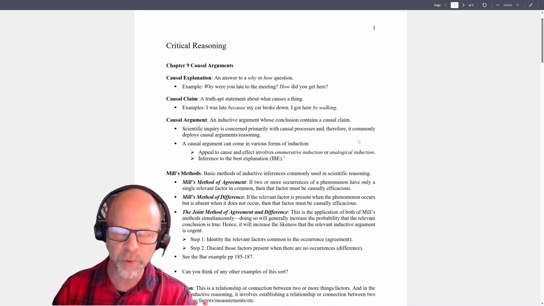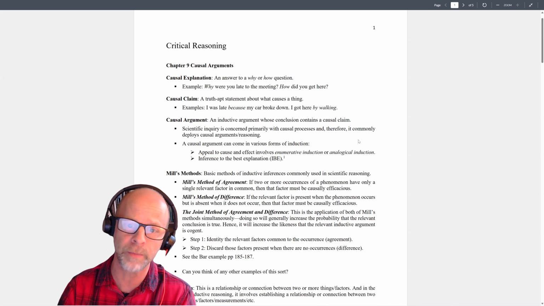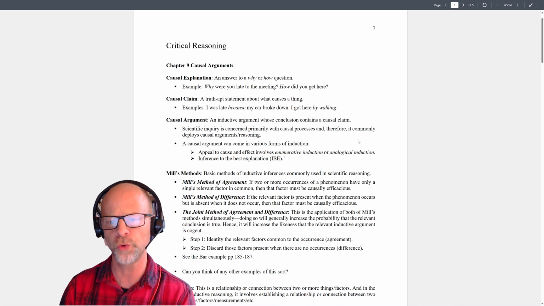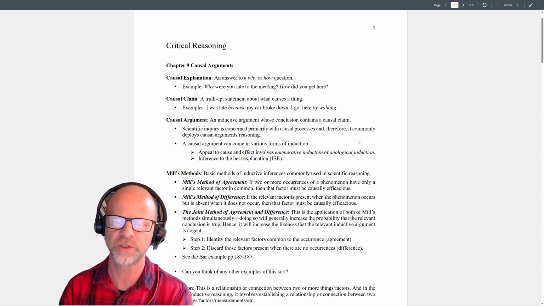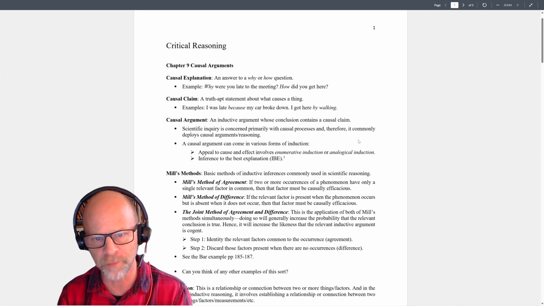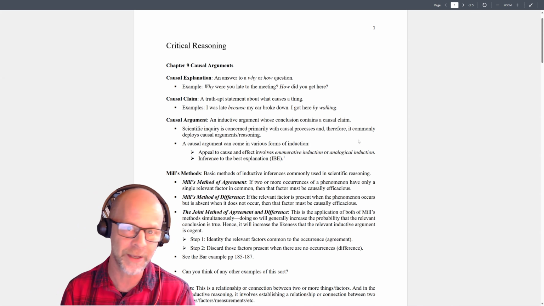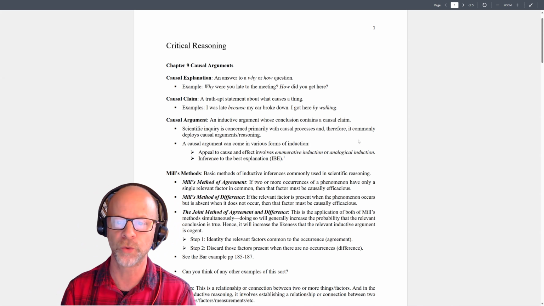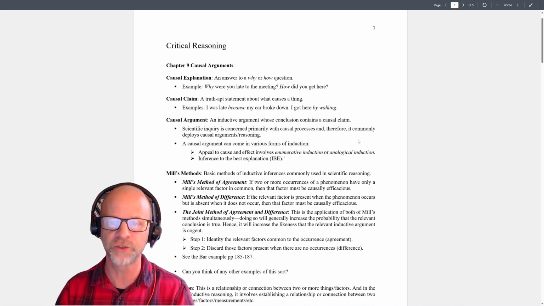And so these causal explanations involve what we might call a causal claim or a causal statement. That's simply going to be any sort of truth apt statement that involves some sort of causal relation, something that's causal at work within that statement. So the example I provided here is, I was late because my car broke down, or I got here by walking. That's a statement that's truth apt. It's either true or it's false, and it involves some sort of causal relation or some causal work, some causal power that's involved here.